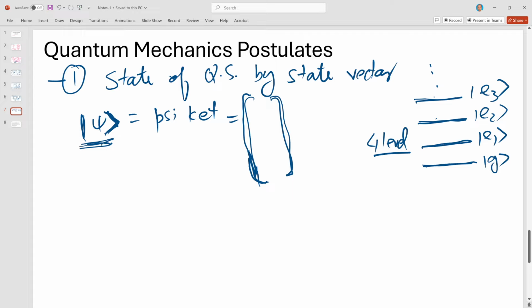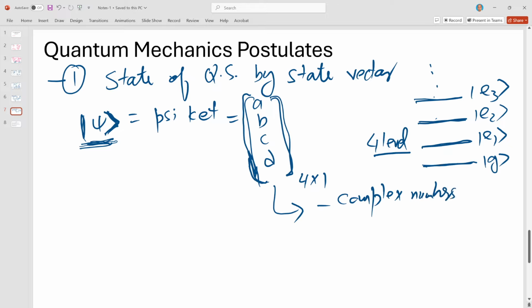So this means the state of the system can be written by this 4 by 1 column vector. And suppose I write it A, B, C, D, where the entries of this vector are now complex numbers, not real numbers like in classical mechanics. For example, this A can be 1 minus 3i, B can be root 2 plus 0.7i, and so on.